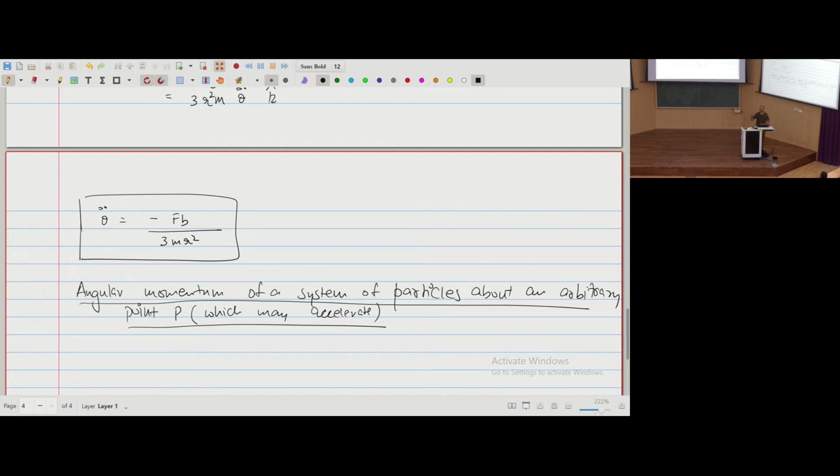Now this I'm sure you have not used. Angular momentum about a point P that may be accelerating. Because this is rarely done, but there are some situations where this may actually become useful if you know the acceleration of point P, about which you are calculating the angular momentum.